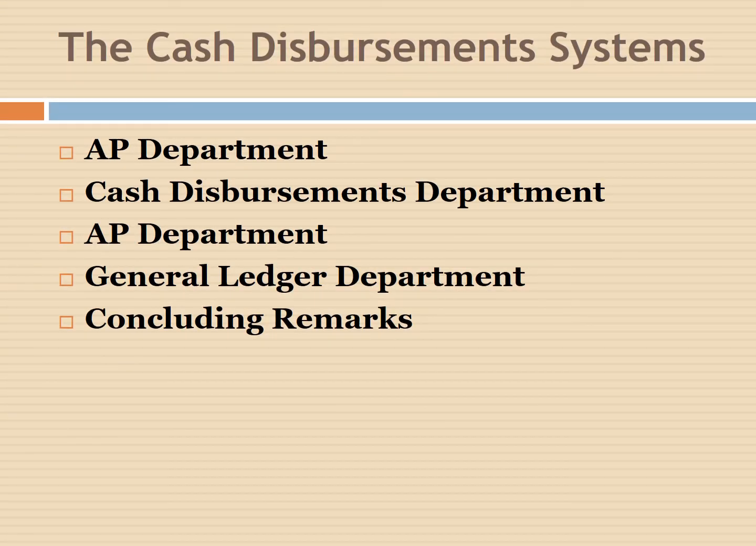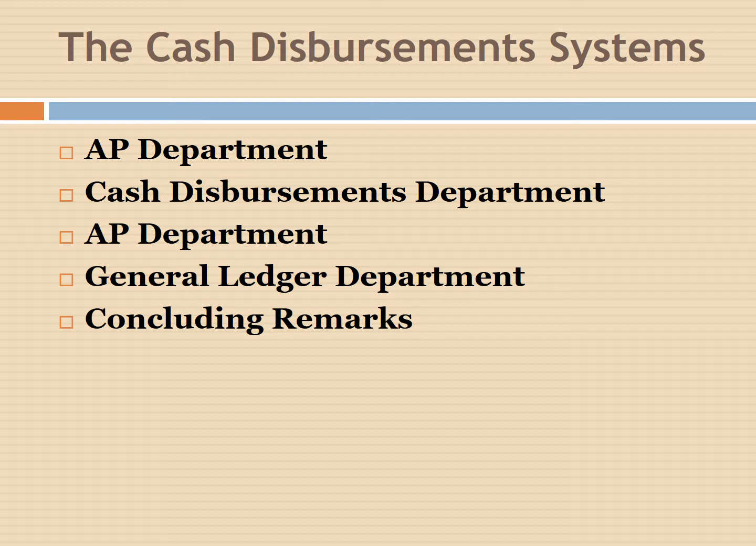There are five parts of the cash disbursement system. First is the AP department, second is the cash disbursements department, third is the accounts payable department, fourth is the general ledger department, and the last one is concluding remarks. In the accounts payable department, the clerk reviews the open vouchers payable file for items due and sends the vouchers and supporting documents to the cash disbursements department.